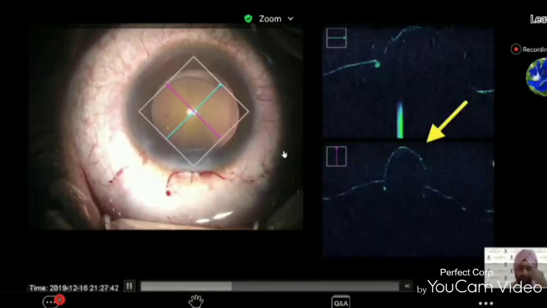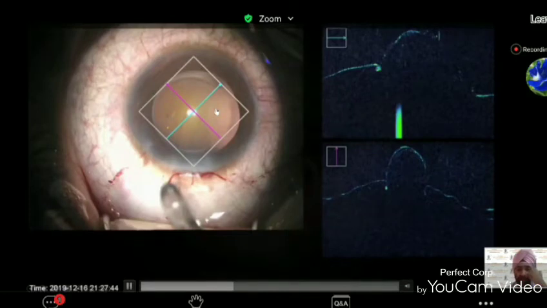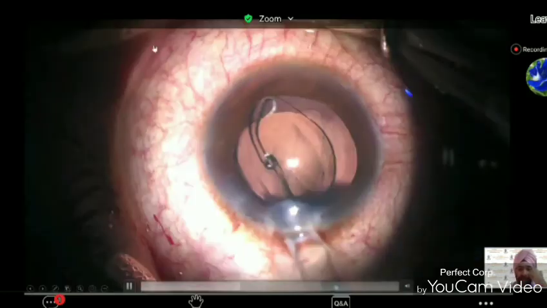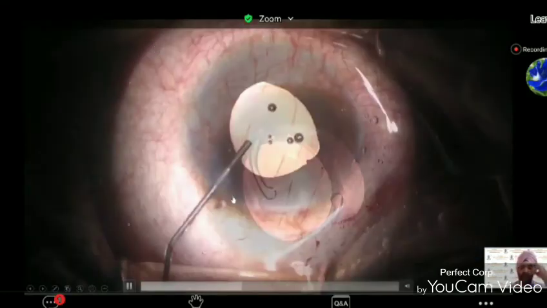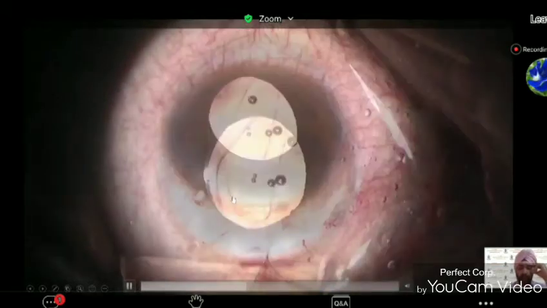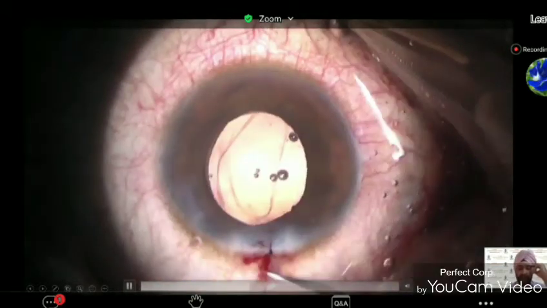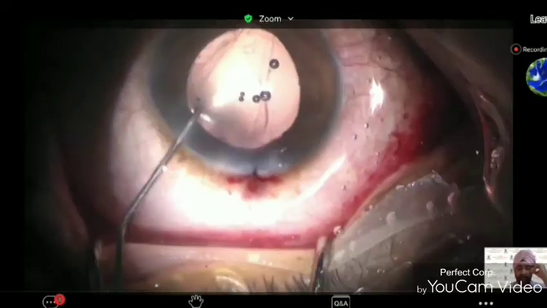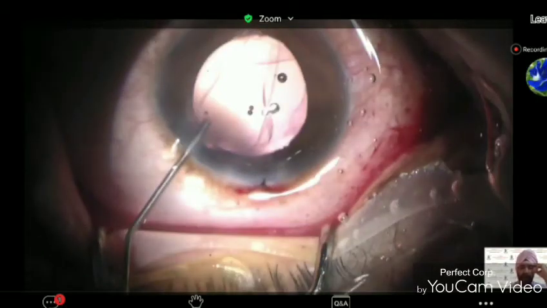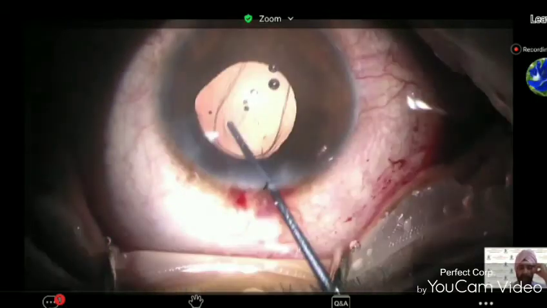Now just watch, this is a lens which opened with a jerk. The moment it opened with a jerk, you can see that this rent increased. So it is very, very important that you do not open the lens with a jerk. And ideally, even if you have such a big rent, do not put the lens into the capsular bag, put it in the sulcus.